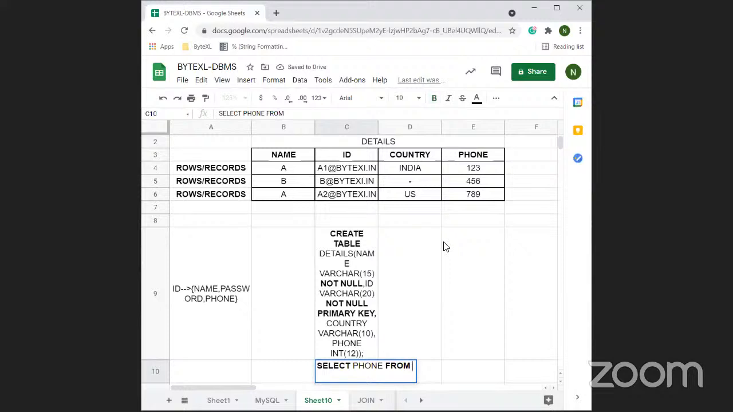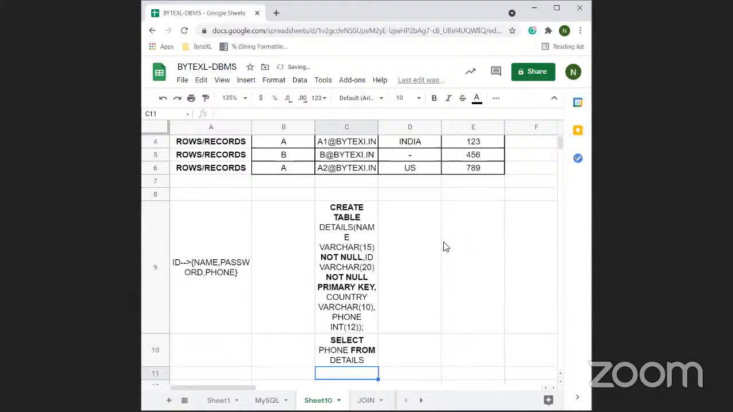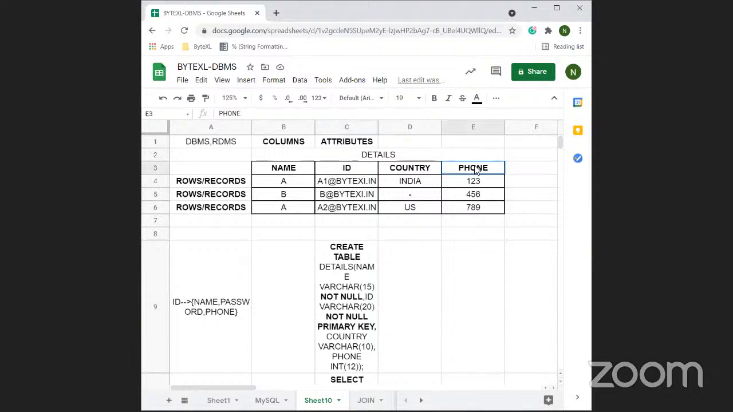It is better to note down all these keywords, separate keywords in one place, functions in one place, so that it would be helpful for you. So select phone from. What is the table name? Details. Now from a table called details, the phone attribute is selected. Phone is the name of the column. I am selecting all phone numbers. So I am selecting the entire attribute.